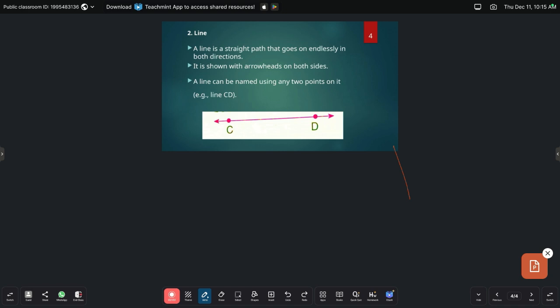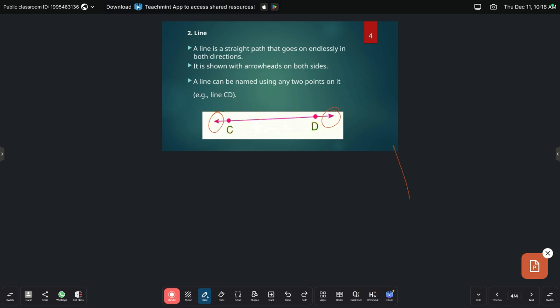The next thing is line. A line is a straight path that goes on endlessly in both directions. Dear students, you can observe the figure and see. This is the line. It is having two arrowheads. What do these arrowheads mean? It means that this line can be extended in both the directions easily.